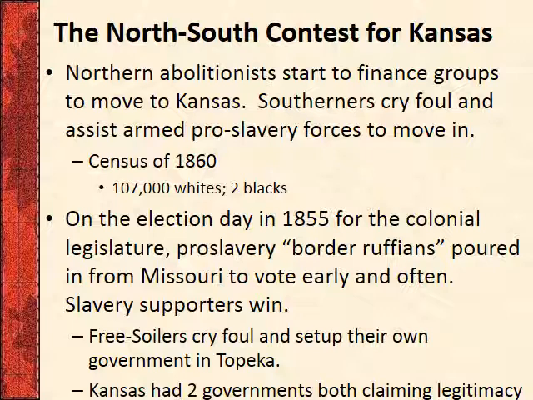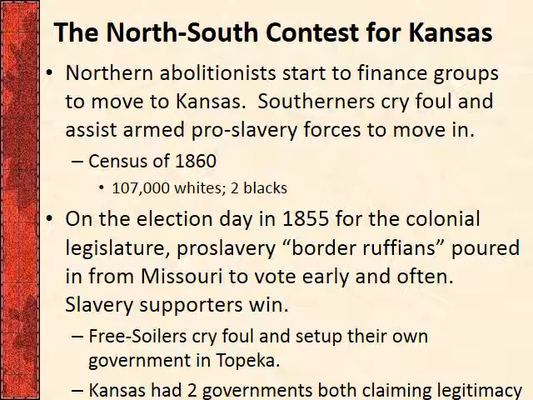Southerners cry foul, so they do the exact same thing. So you have all these abolitionists and pro-slavery forces just flooding into Kansas. The ironic thing is nobody's bringing any slaves. They're just bringing their guns and their opinions. And so you can see here in the census of 1860, there are 107,000 whites, right? Lots of them pro-slavery, lots of them anti-slavery, and a whopping total of 2 blacks. Nebraska had 15 blacks and something like 100,000 whites.